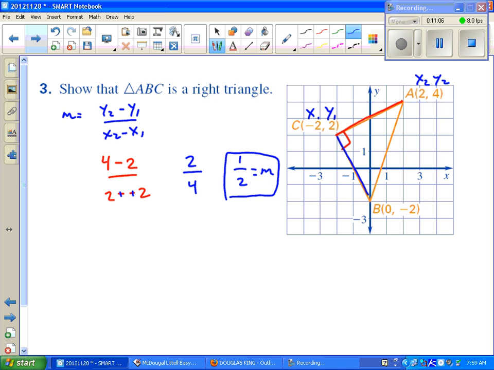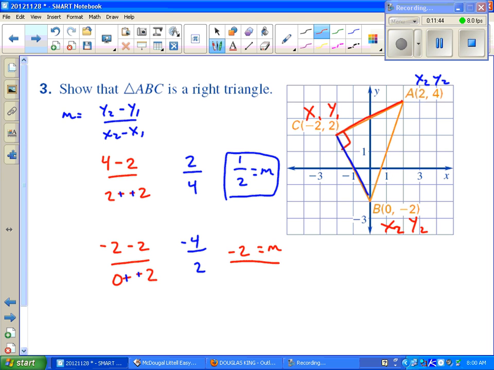For our other one, I'll go ahead and erase this so we don't get it confused. This will be x and y sub 1. We'll call this x and y sub 2. And we'll just run the formula again. Y sub 2 is negative 2 minus y sub 1, which is 2, over x sub 2, which is 0, minus x sub 1, which is a negative 2. So negative 2 minus 2 is negative 4, over 0 minus a negative 2, which will be plus 2, which is 2. And negative 4 divided by positive 2 is a negative 2.